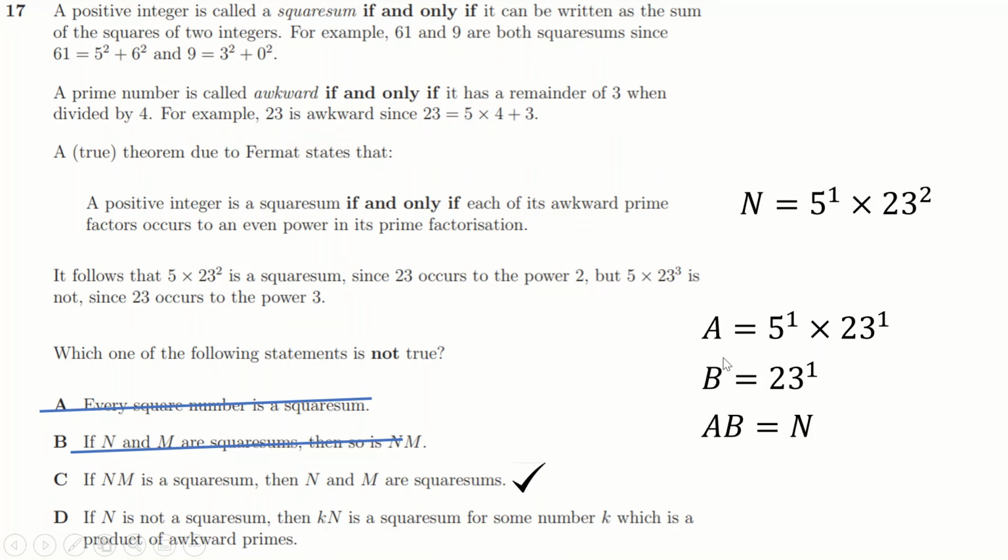I don't know why I chose a and b instead of just calling this n, m, but I hope you get what I was talking about there. Now, I found the not true one. There's no option to say more than one is untrue, so I'm just okay with keeping this.